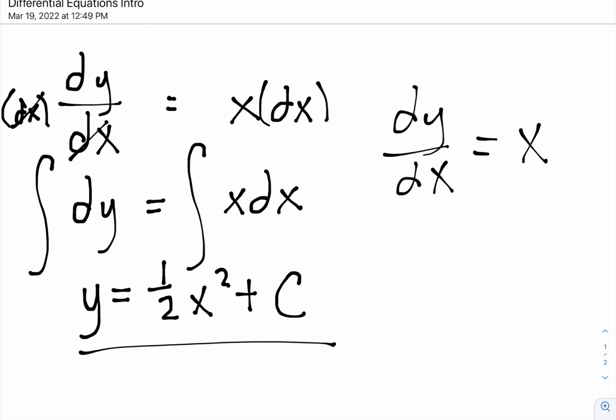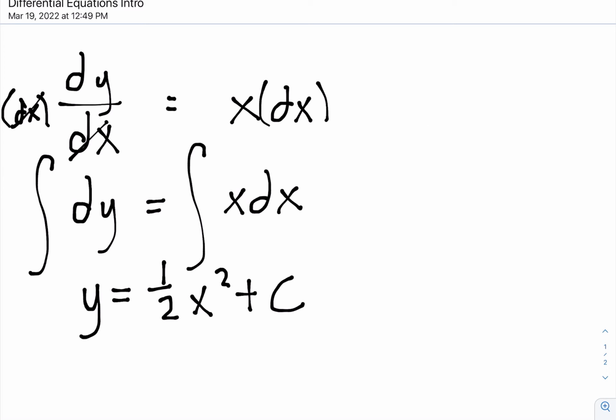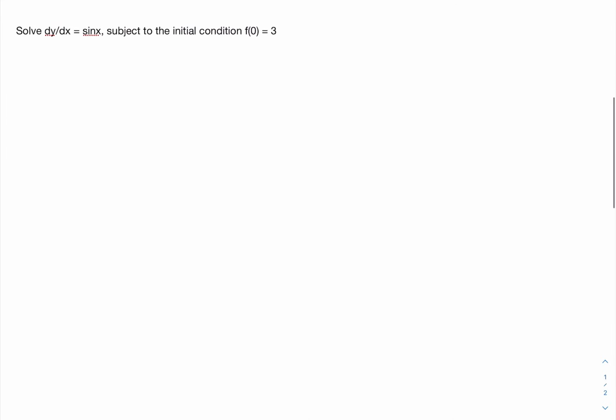So in this question below, I'll give you the initial condition, and we'll be able to solve for what c actually is. Okay, so the question is, solve dy by dx equals sine x subject to the initial condition f of 0 equals 3. Whenever it says solve the differential equation, that's saying, okay, here's what dy by dx is. Figure out what the actual function is. What is it referring to? So we're going to set it up the same, right? dy by dx equals sine x.